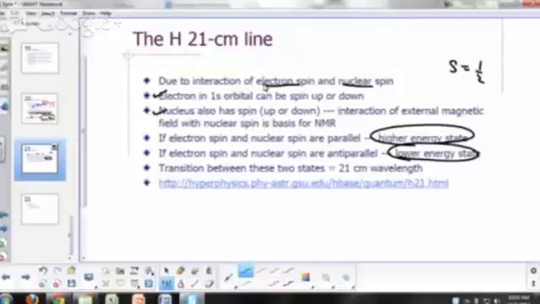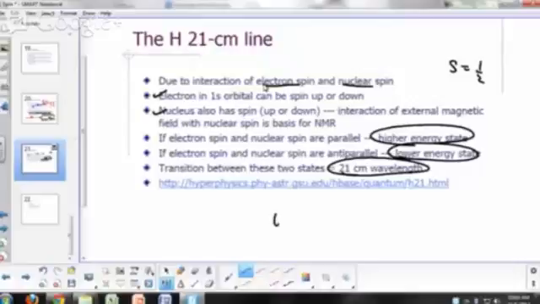It's not due to spin-orbit interaction. There isn't any, right? There's no orbital angular momentum for the electron. But under very high resolution, look at the spectrum. There's still a splitting there. And so that transition between those two states would correspond to a wavelength of around 21 centimeters. That's a very long wavelength.